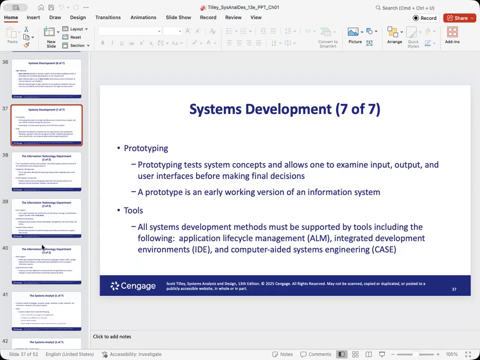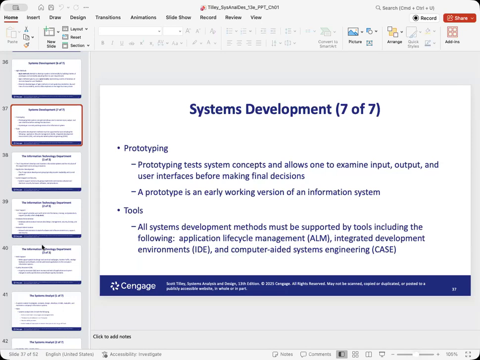Okay, so a prototype is an early working version of an information system. And then tools. Is it clear? If it's not clear, just ask your question and then we proceed. All right, silence means it's clear.